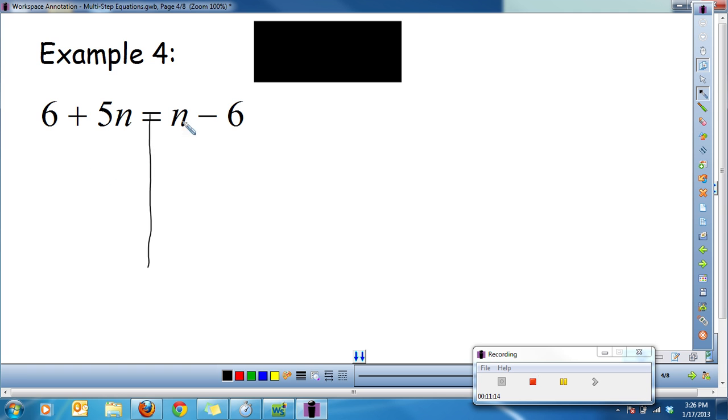So you can move this n over here or this 5n over here. It does not matter. You'll get the same answer. You just need to make a decision. So I'm going to move this n over here. This is a positive 1n.